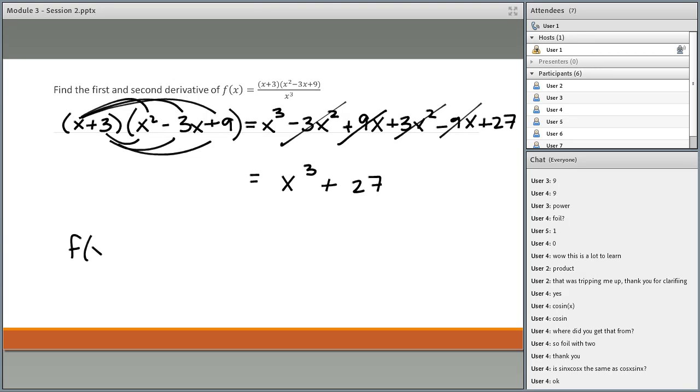So let me rewrite this function again. The numerator is now x to the third plus 27, once I multiplied everything out, over x to the third. So at this point, we have a much more simplified function. We could use the quotient rule. Is there anything else that we could do to simplify that would maybe help so we didn't have to use the quotient rule?